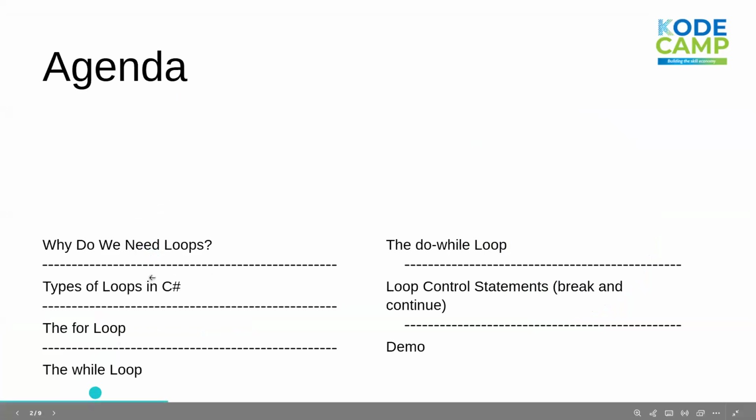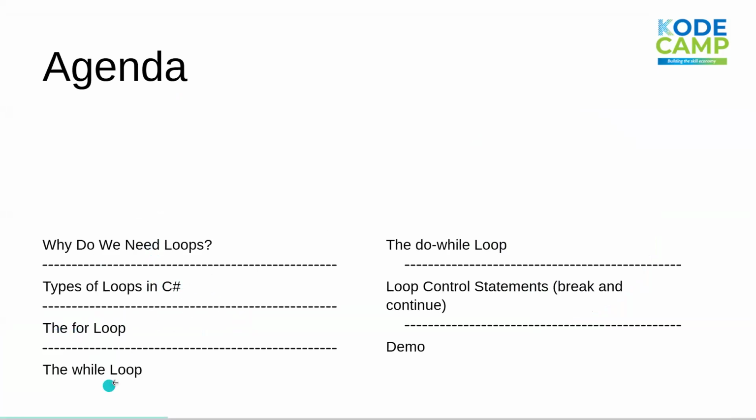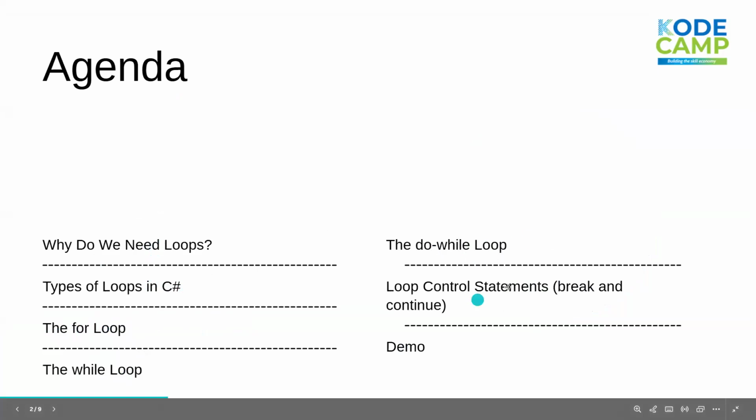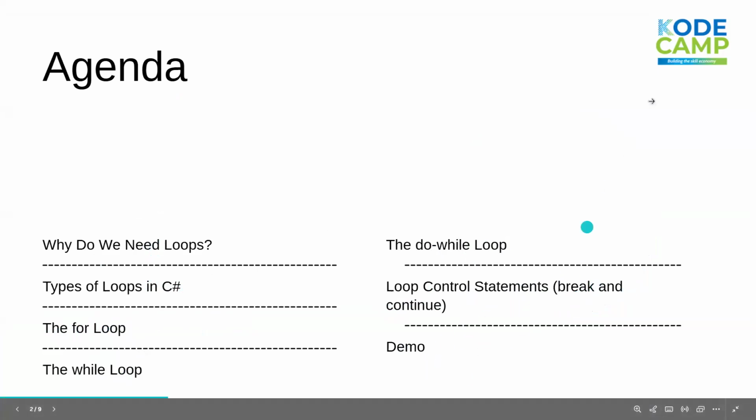Then we'll look into types of loops in C#. Among those types, we have the for loop, the while loop, the do while loop, and then we're going to loop control statements, that is the break and the continue. Then finally, going to the demo. All right.